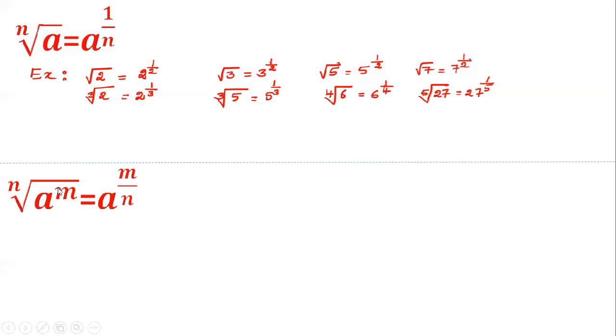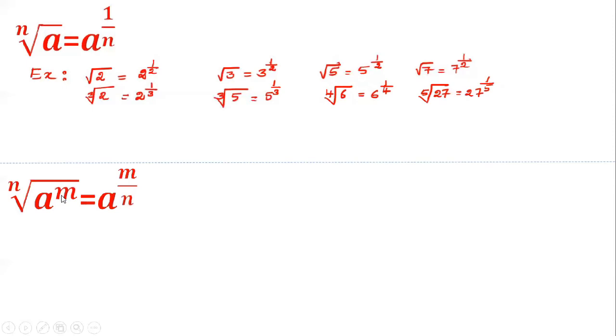Now nth root of a to the power m is an irrational number. How to write it in the exponential form? See here, write the radicand a and its power is m. So a to the power m by order. A to the power m by n. N is the order. Now square root of 2 cube is 2 to the power 3. 3 is the power of 2 divided by order. Order is 2 because it is square root here. 2 to the power 3 by 2.